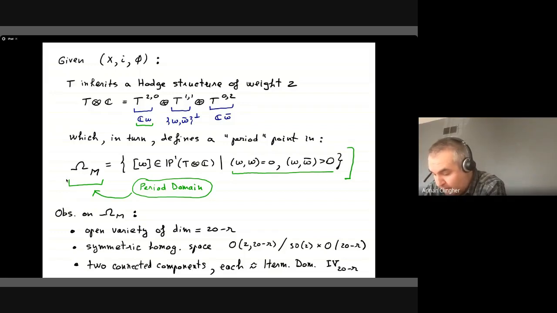In terms of symmetric spaces, it also has a description as a symmetric homogeneous space in terms of the group O(2, 20 minus r). And it actually has two connected components. Each of them is a Hermitian domain, which sometimes is called the Hermitian domain of type IV, of dimension 20 minus r.